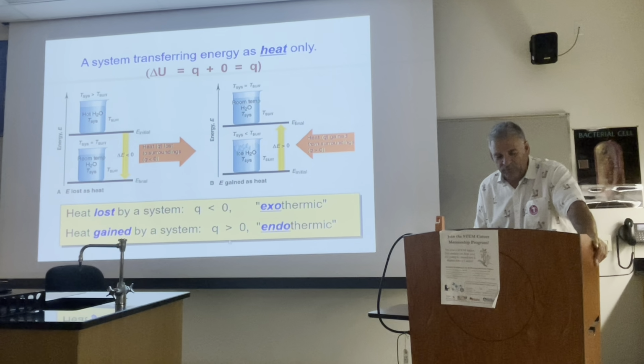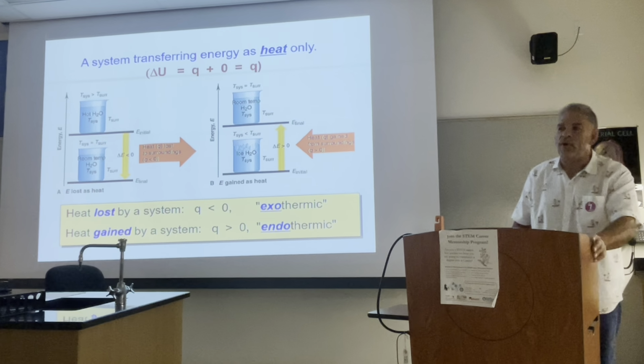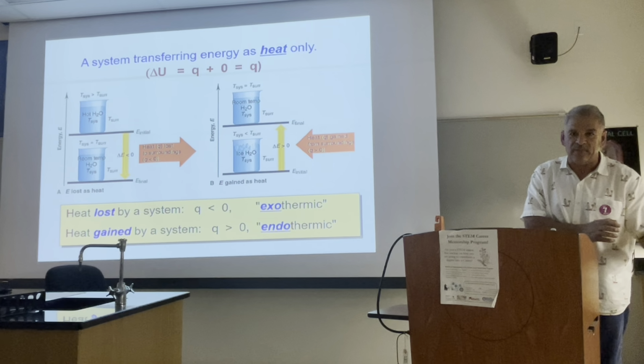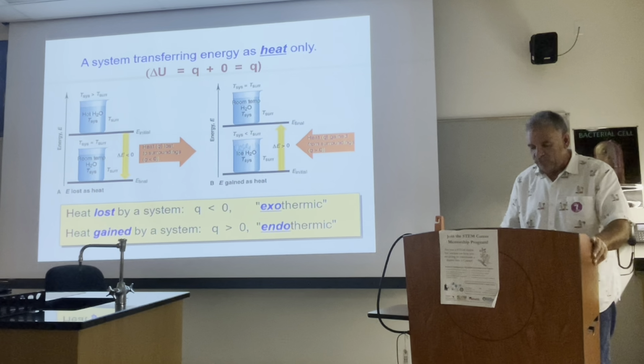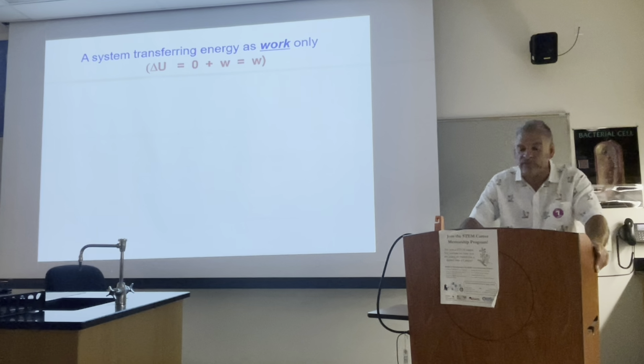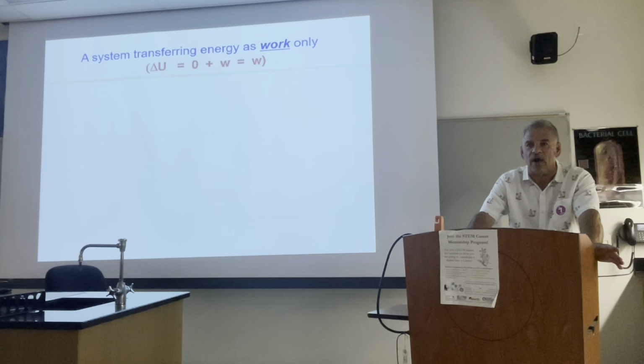Heat lost by a system, Q is less than 0, exothermic. Heat gained by a system, Q greater than 0, endothermic. So remember, heat lost by a system, negative Q. Heat gained by a system, positive Q. We already covered that the first time. A system transferring energy as work only means no heat is given off, we're just doing work.